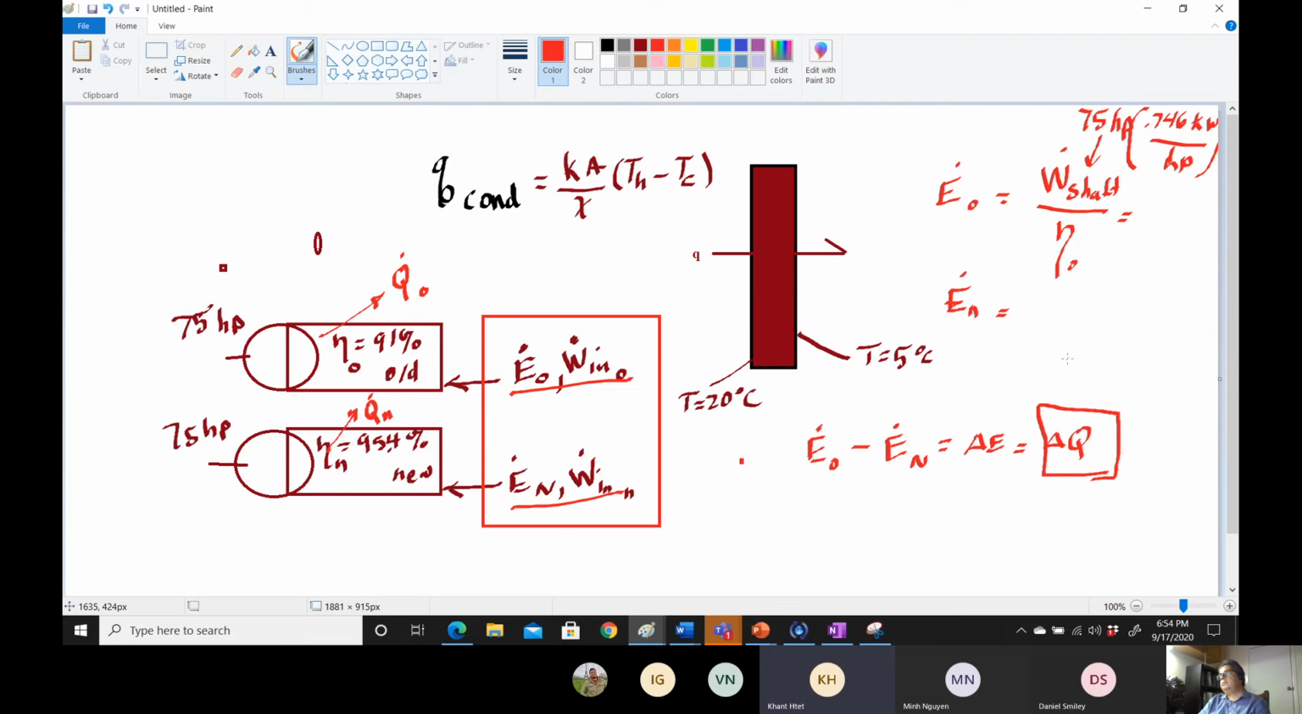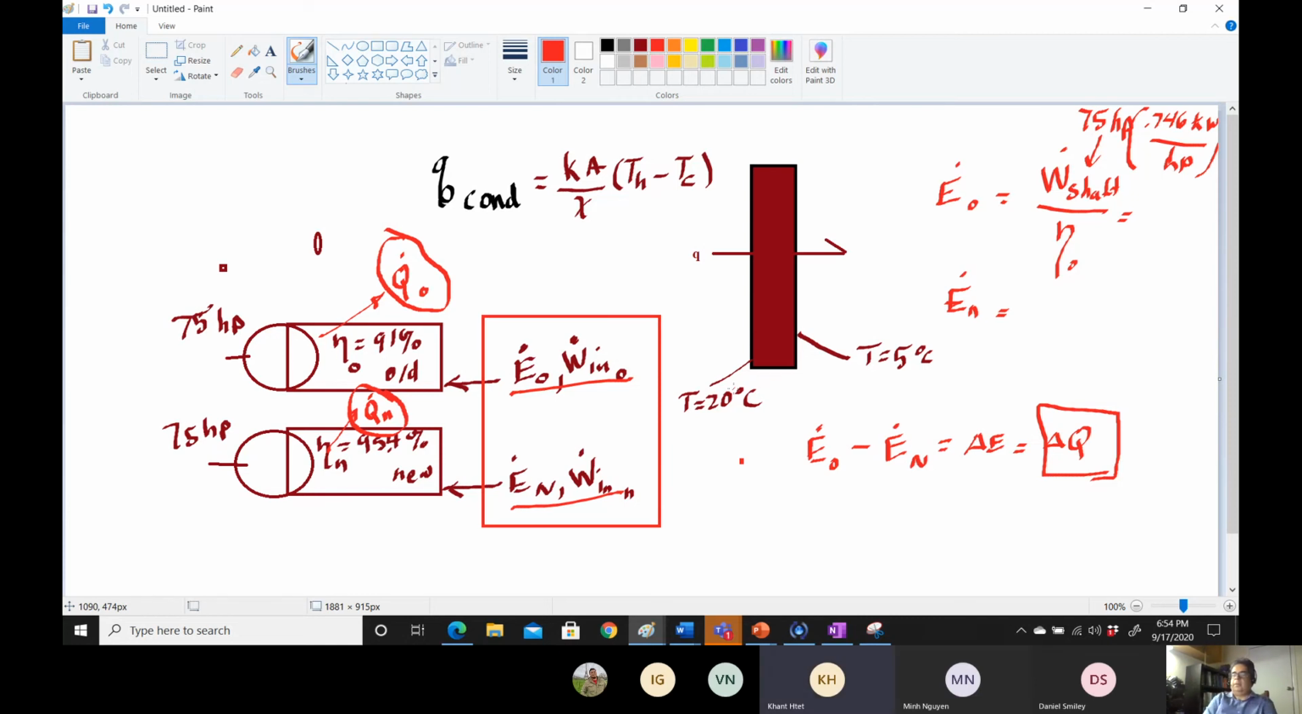So I found E dot O, and after that I find Q dot O by doing the energy in minus energy out. That's fine, you can do that too. You find this, do the same method for the new one, and then subtract the two. You should get exactly the same answer. No, that's the right way of doing it, actually, energy in minus energy out. So you can do it that way too.